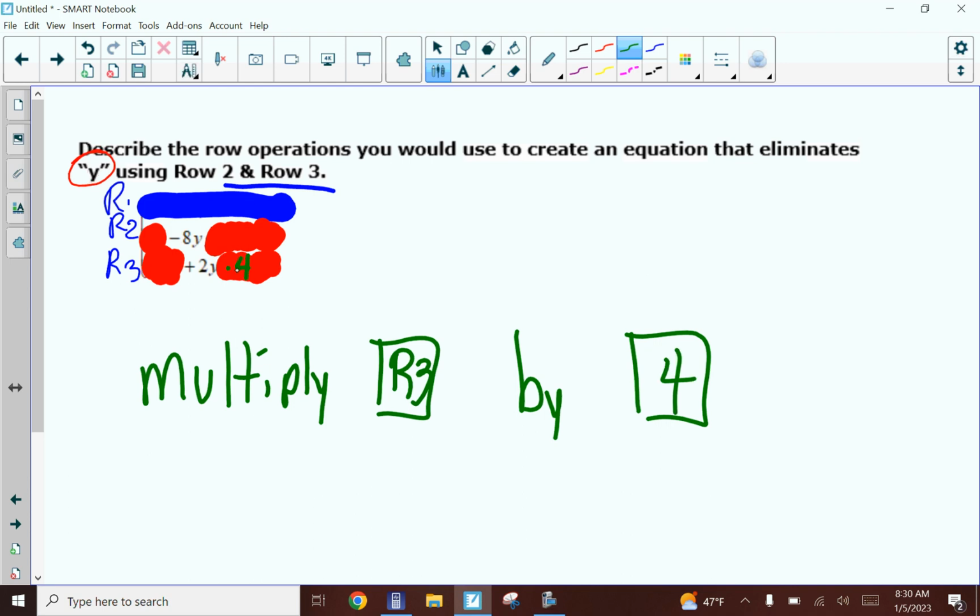Now again, the reason why I'm not making this a -4 is because it's already a positive and a negative. So when I do the multiplication, the -8y stays the same because we didn't multiply the first one. But if I multiply the second one, that's going to give me a positive 8y, and now they cancel.